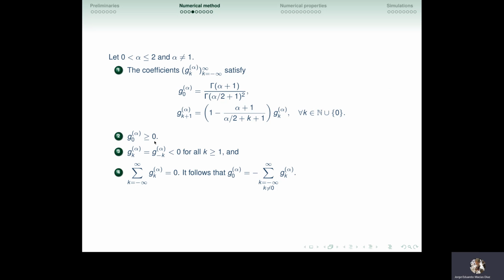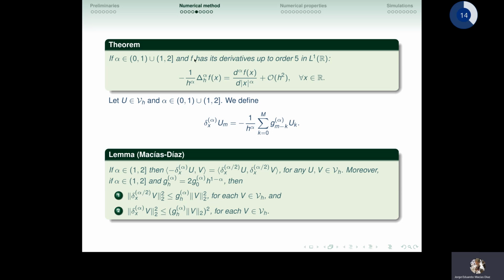G0 is greater than or equal to 0. All the remaining ones are symmetric and less than 0. And the double series of the coefficients converges to 0. Moreover, if f is sufficiently smooth, then this discrete operator approximates this continuous operator with quadratic order of consistency.